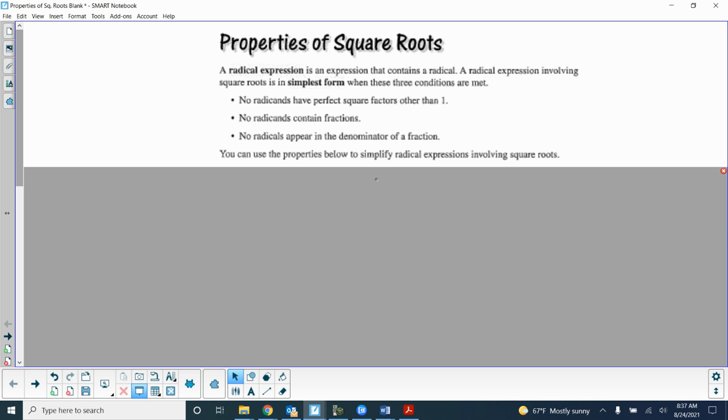No radicals, no square root symbols, appear in the denominator of a fraction. You know where the denominator is, Landry? Yeah, the bottom. What's the top called? The numerator, right? We all know that, don't we?